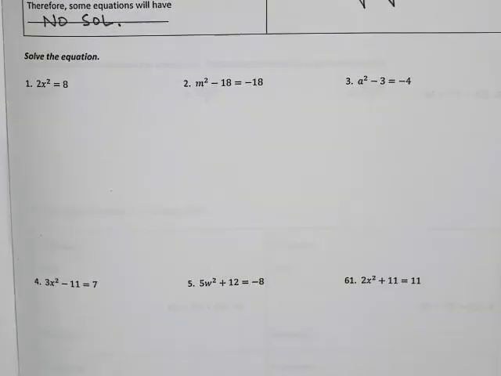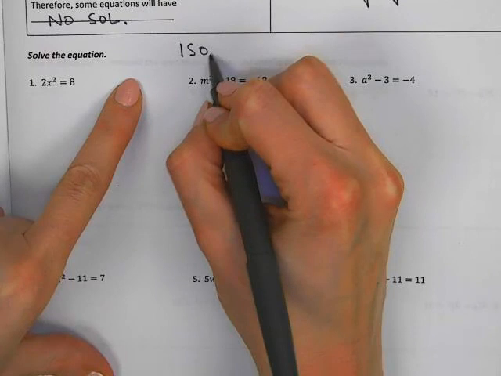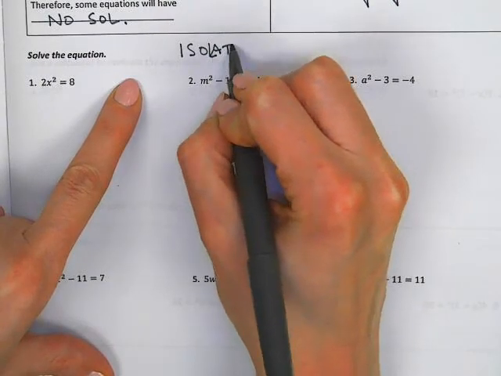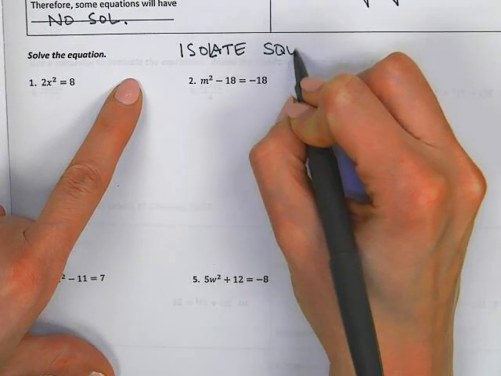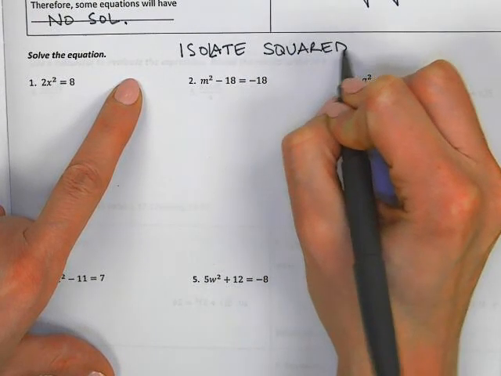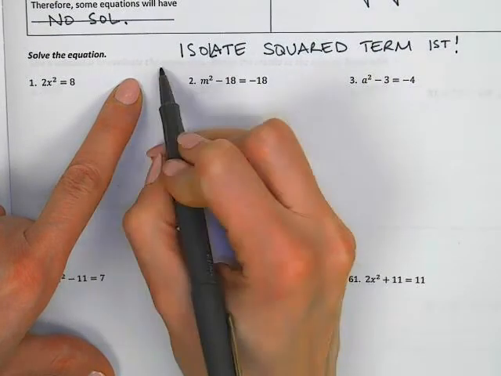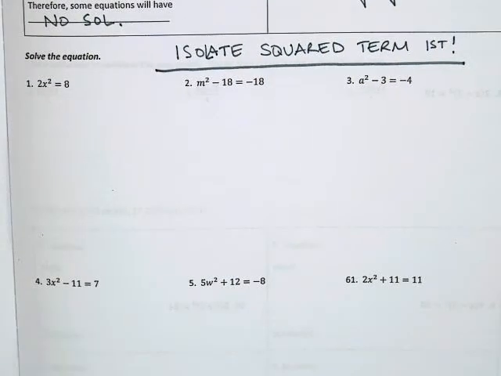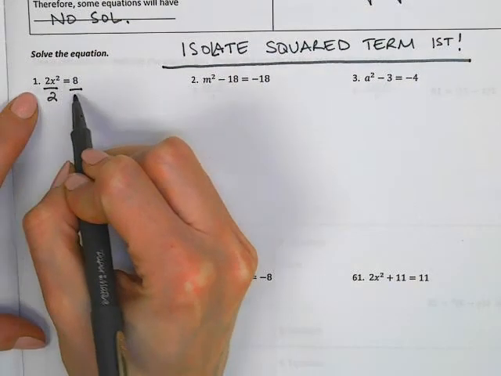All right, let's try some. So solve for x by square roots. So the first thing you guys have to remember is you have to isolate the squared term first. Okay, it's got to be isolated first. So in number 1, to isolate it, you would have to divide by 2 first.